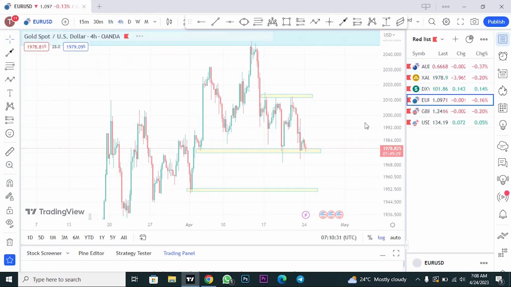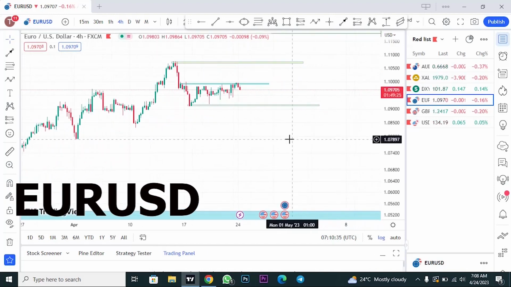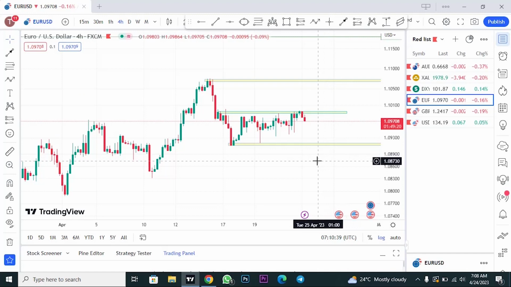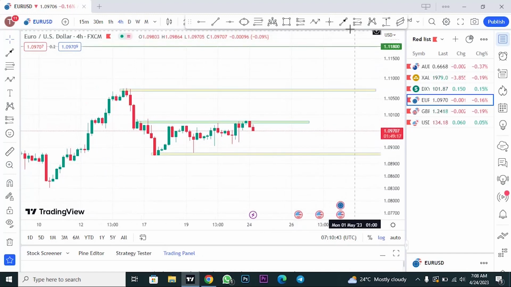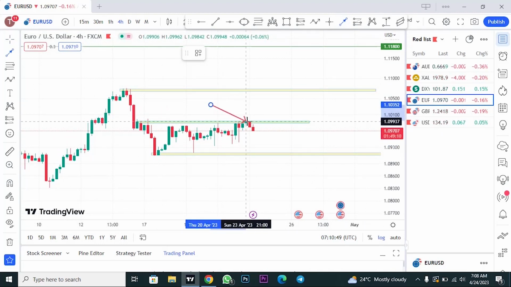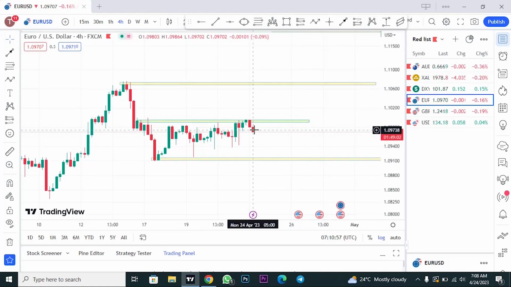Let's move on to Euro USD. So with Euro USD, price has come into a resistance right here. You can see price has rejected the first time, the second time, and also the third time right here. Now price is currently rejecting this zone, this resistance level right here.